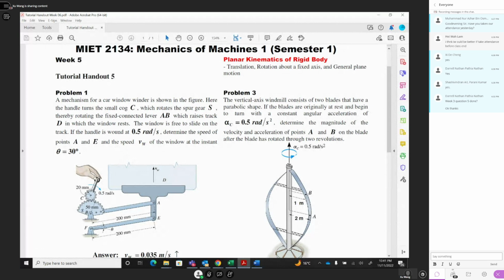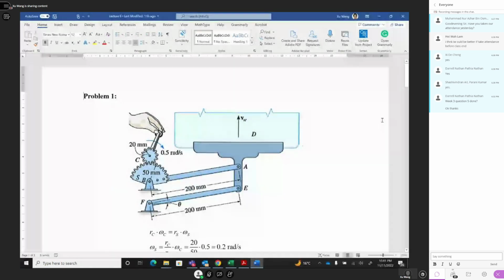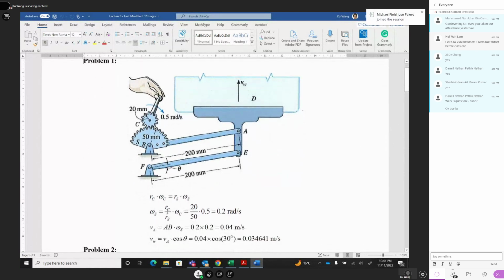So how can we solve this problem? First, the gear mesh formula. We start with the gear mesh, RC and RS. Their tangential speeds should be equal to each other. From here you can solve omega S equals RC divided by RS times omega C. Then you get omega S. After you get omega S, the speed at point A should be the tangential speed, right? This speed equals the radius, this distance 0.2, times omega. So 0.2 times omega is 0.04.